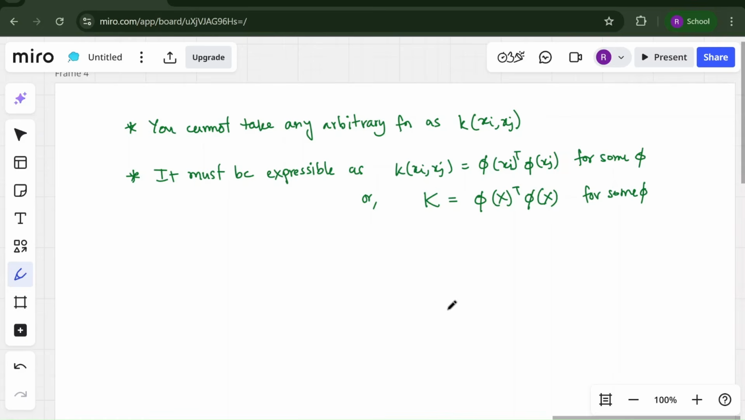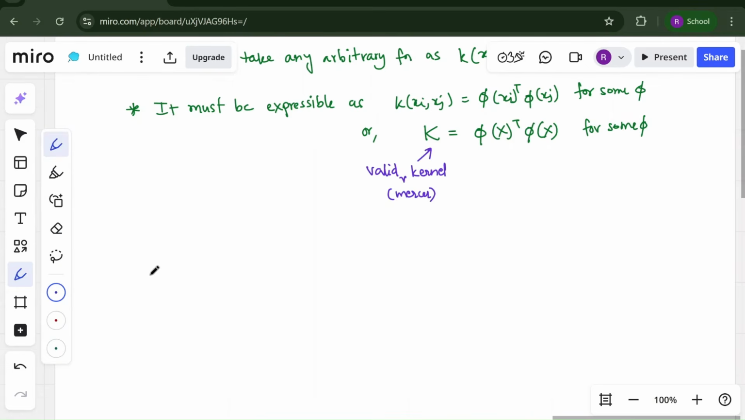But every time somebody gives you a kernel matrix or a kernel function, it is very difficult to find this phi. So it turns out that there is a beautiful characterization. Before that, whenever you can express this as an inner product of two phi's, you call this a valid kernel, or sometimes a valid Mercer kernel. Mercer is, I think, the name. So if I give you a kernel function, how will you check if it is a valid kernel? That is the next question.